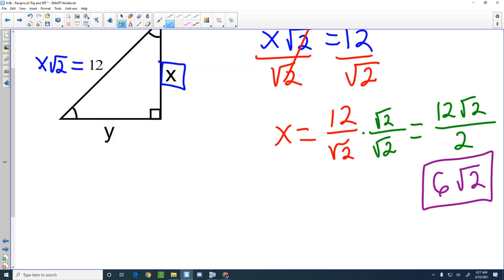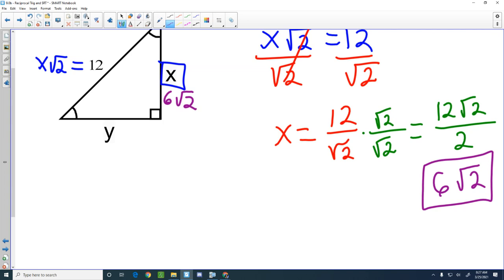I know. I'm going to give you some shortcuts, don't worry. But if you totally blank out on everything, this is the most basic direct way to get to that answer using basic algebra. So this side is 6 root 2.